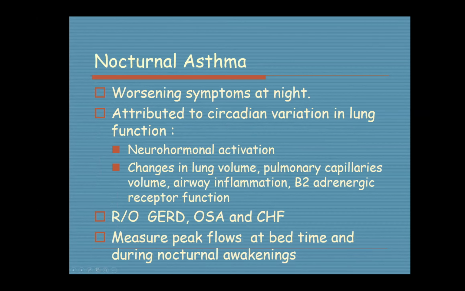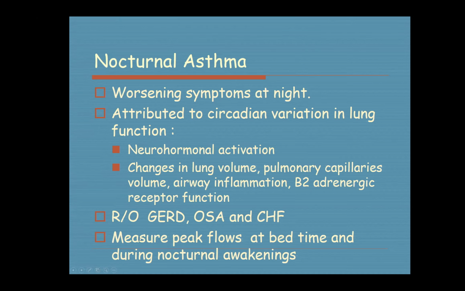Nocturnal asthma, worse at night. We consider neurohormonal changes, the changes in lung volume. When you lie down, your pulmonary capillaries are more congested. Airway inflammation can be increased. Beta receptor function decreases. We consider GERD, sleep apnea, and heart failure in considering a person whose asthma is worse at night.